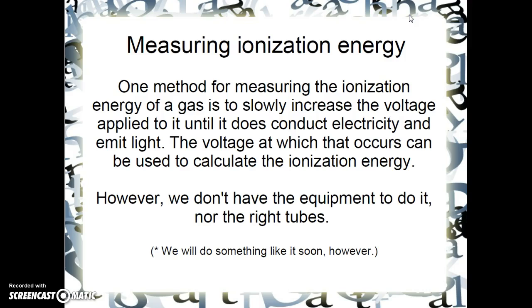Well, one method for measuring the ionization energy is to put a gas into a tube with electrodes in it and put a voltage across the tubes and slowly increase the voltage until we see the gas conducting electricity and emitting light. And the voltage at which that occurs can be used to calculate the ionization energy. However, most high school labs don't have the equipment to do that, and many do not have the correct tubes. We do something like that soon, however.